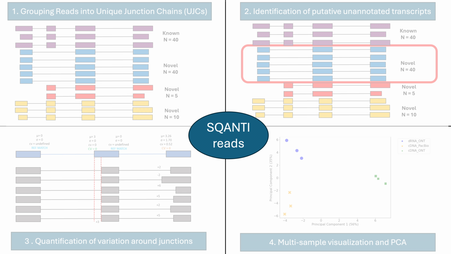Feature 4. SQANTI-reads produces several multi-sample summary files and visualizations that can be used to check sample qualities. These visualizations can be faceted by experimental factors like technology to evaluate different components of the experimental design. SQANTI-reads also performs a principal component analysis to identify which metrics drive sample variability.